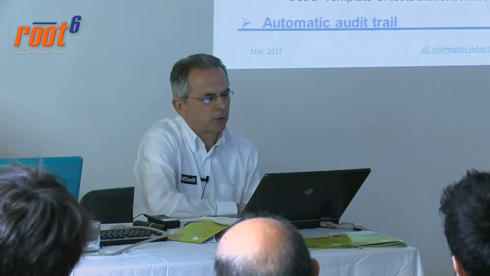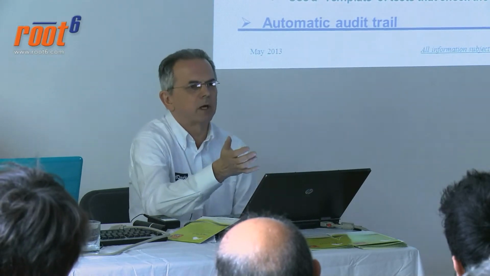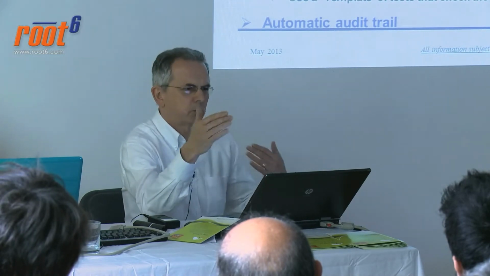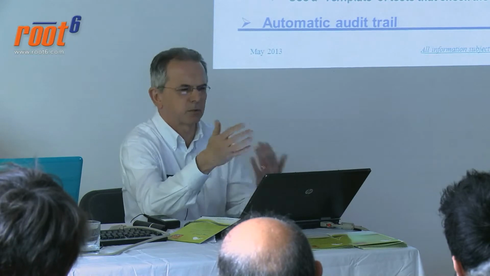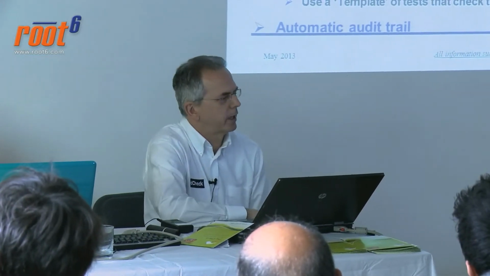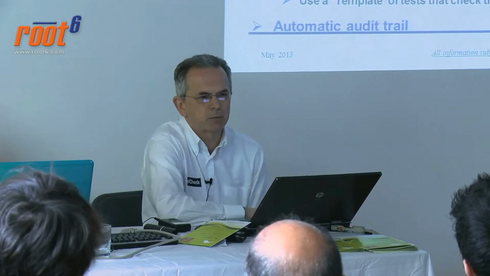The last point is an automatic audit trail. Sometimes there can be a question of finger pointing: you didn't do the test, or you didn't do it right. It's useful to have a report, a document that says I did all these tests and it passed them, or these were the results. Producing that report and audit trail automatically, whether or not you send it to the content receiver, is useful as proof of what's been done and how it was tested.